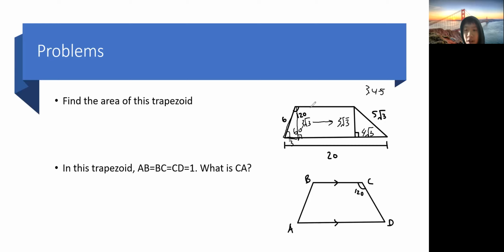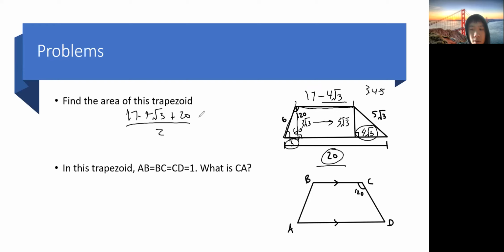Now to find the other base. We got the height, we got to find the other base now. Well, that's just 20, subtract the 3, subtract the 4 root 3. This is going to be 17 minus 4 root 3. Then the area is going to be this plus this divided by 2 times 3 root 3. And if you were to evaluate that, you would get your answer.